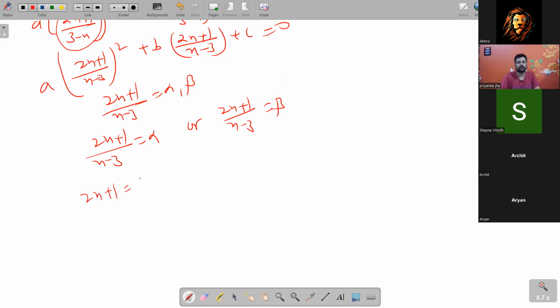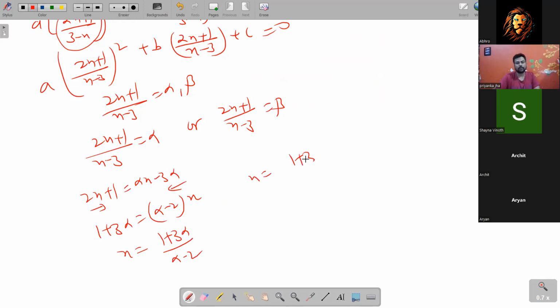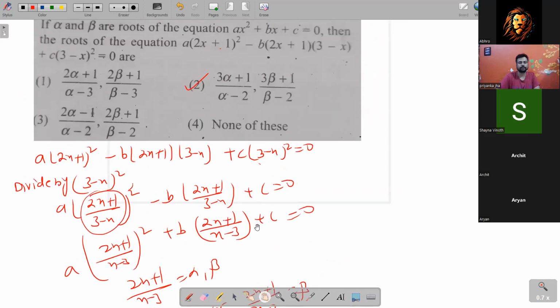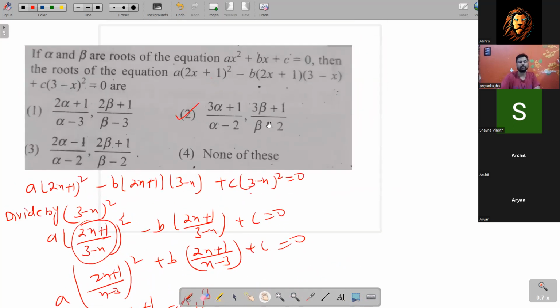So 2x plus 1 equal to alpha x minus 3 alpha. Alpha को मान लो, ये इधर आएगा और ये इधर जाएगा. So 1 plus 3 alpha is (alpha minus 2) into x. So x is (1 plus 3 alpha)/(alpha minus 2). Similarly, यहाँ से क्या आएगा? (1 plus 3 beta)/(beta minus 2). ये हो गया. Alpha minus 2, beta minus 2. समझ में आया? Like this.